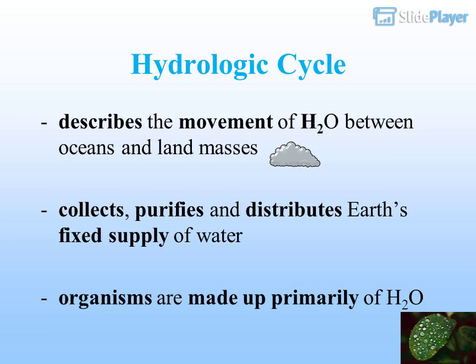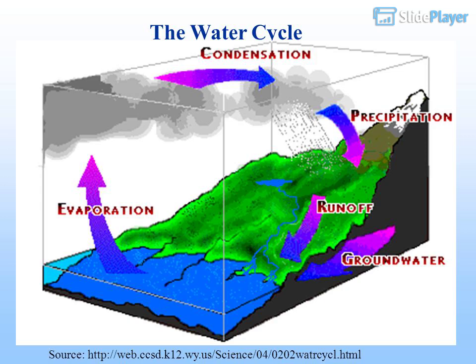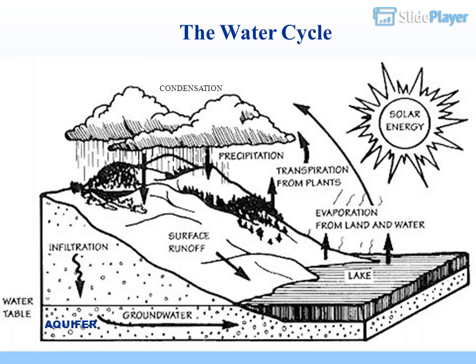Hydrologic cycle. It describes the movement of H2O between oceans and land masses. It collects, purifies and distributes Earth's fixed supply of water. Organisms are made up primarily of H2O. The water cycle: condensation, aquifer.